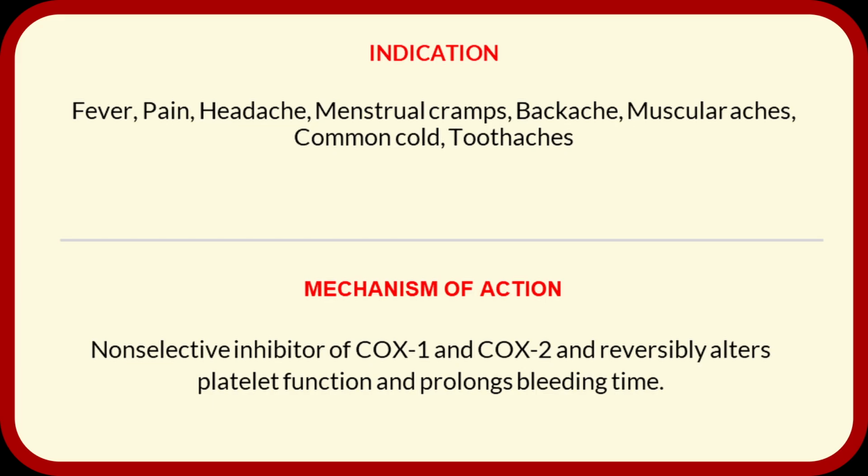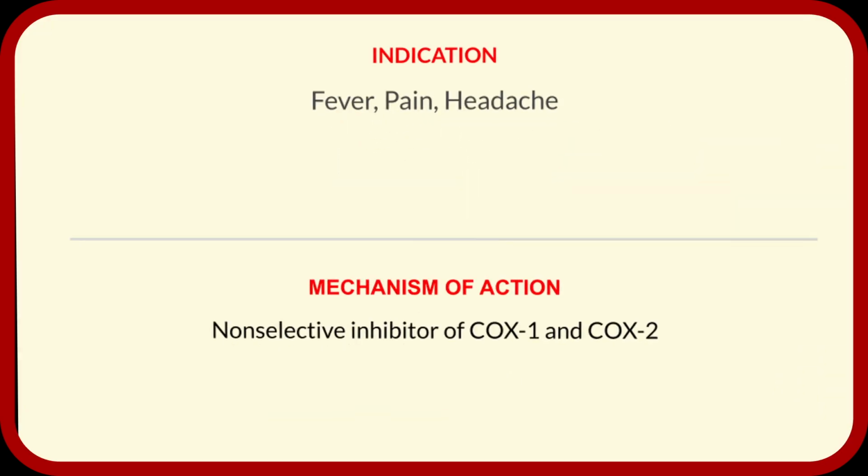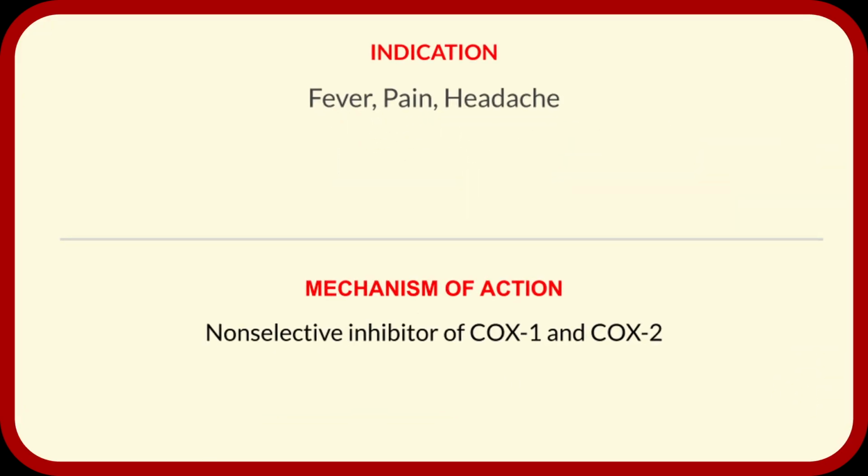Ibuprofen, known by the brand names Motrin or Advil, is indicated for fever, pain, headache, menstrual cramps, backache, and muscular aches. Ibuprofen is a non-selective inhibitor of COX-1 and COX-2 and reversibly alters platelet function and prolongs bleeding time. Naproxen, with the common brand name Aleve, is used for fever, pain, and headache. Naproxen works as a non-selective inhibitor of COX-1 and COX-2.